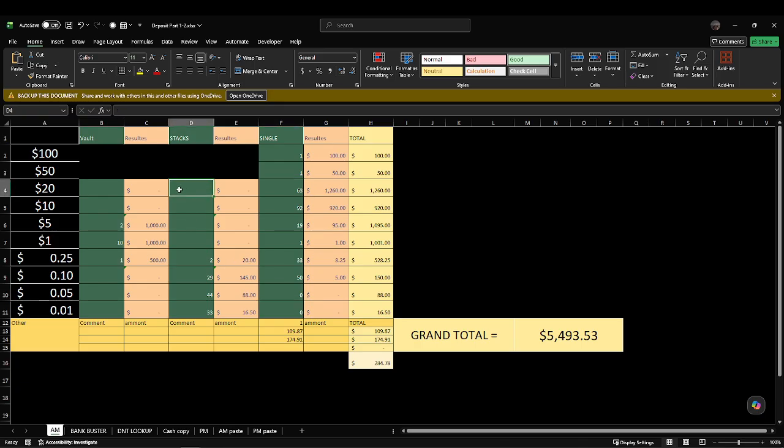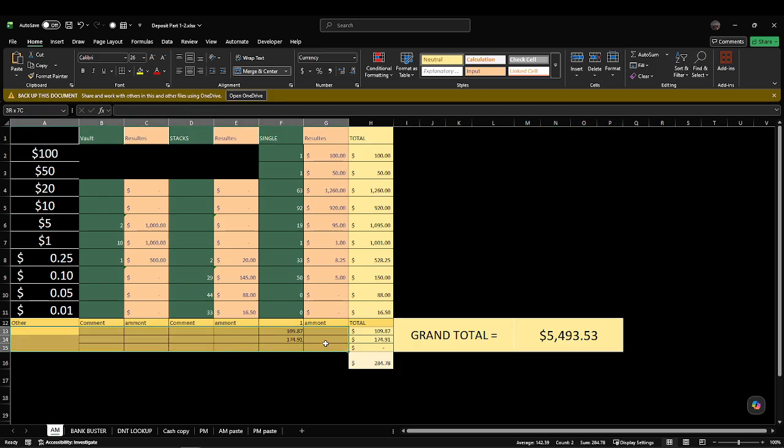Go to the stack of 20s. These are paper stacks, so a paper stack of 20s is usually 500, and 4 of those stacks makes 2,000. This is a roll of coins, and this is a box of rolled coins. So 1 rolled coin of quarters is 10, 2 of them makes 20, 1 box of quarters makes 500. Each row is then totaled, and then all that is totaled into the grand total.